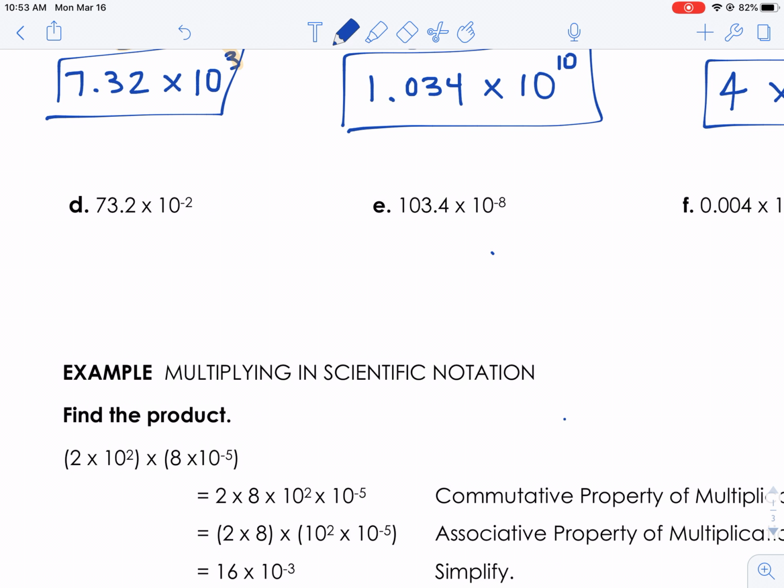In D, we have 73.2 times 10 to the negative second. For scientific notation, it has to be 7.32. Again, this is making our number smaller to go from 73 to 7. Our number is getting smaller by 1 decimal place, so our exponent needs to get bigger, so we would need to add 1. Negative 2 plus 1 is negative 1.